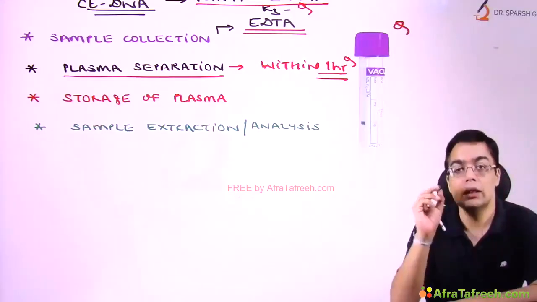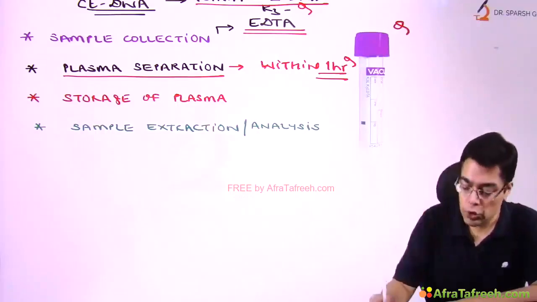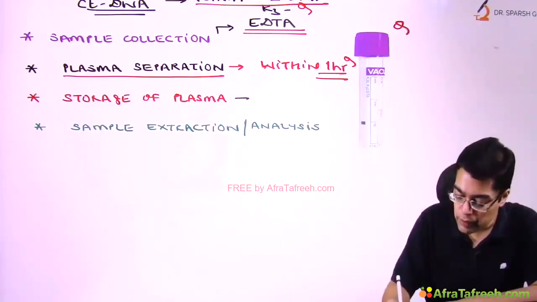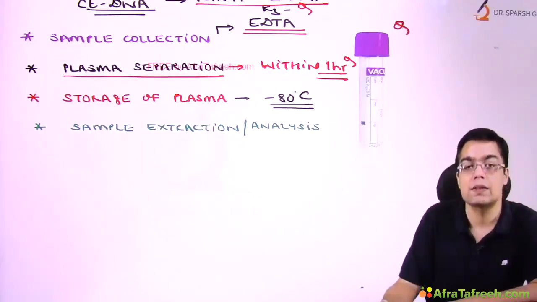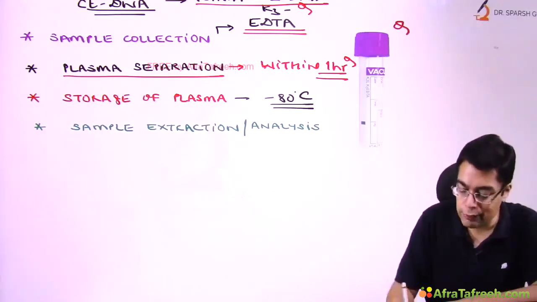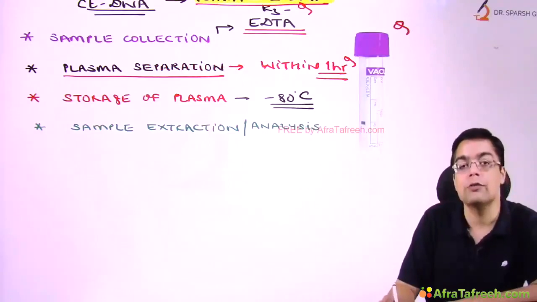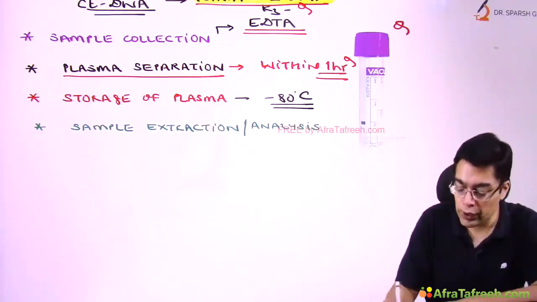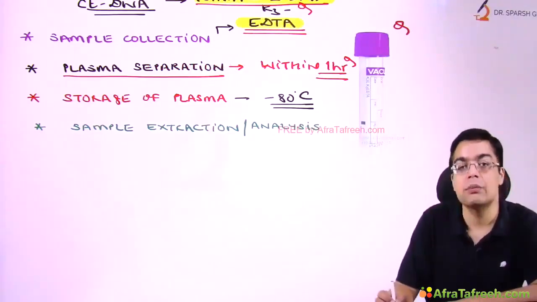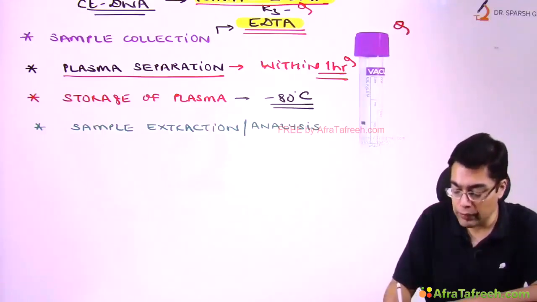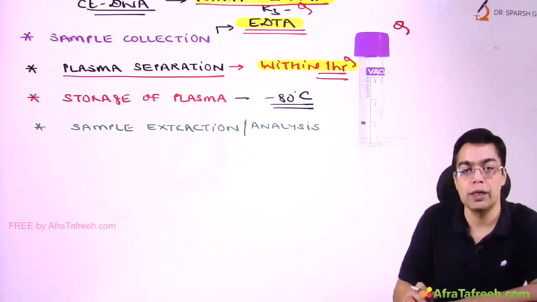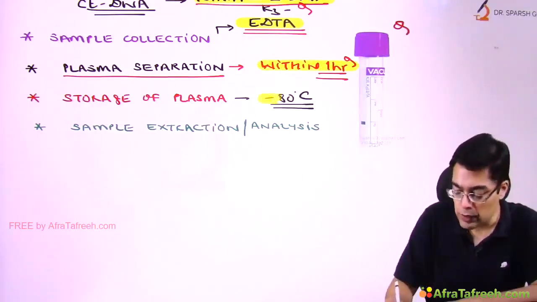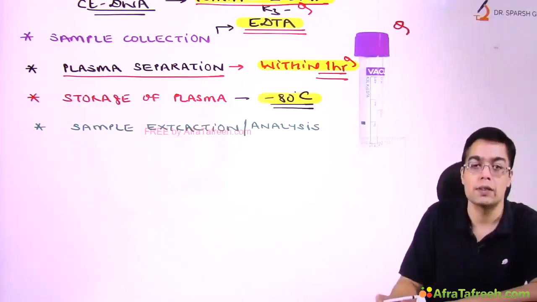Now, since the nucleic acid material is unstable, we need to keep this plasma safe, and it has to be stored at a temperature of minus 80 degrees Celsius. So I want you to remember the short half-life of circulating tumor DNA. You need to be able to pick up the tube in which the sample is taken. You should know the time within which plasma separation has to be done, and the temperature at which plasma has to be stored, minus 80 degrees Celsius.